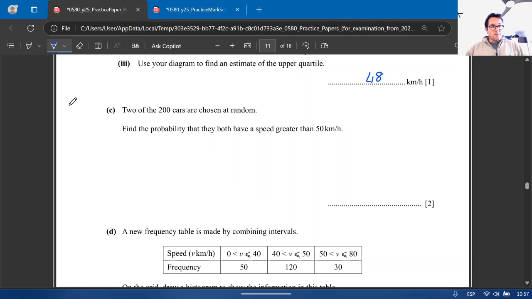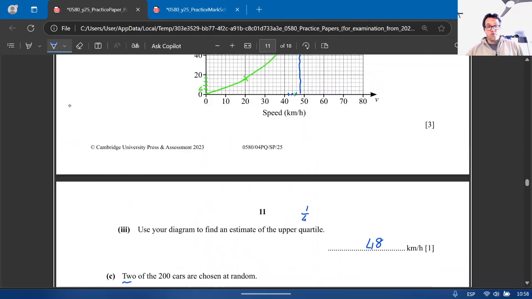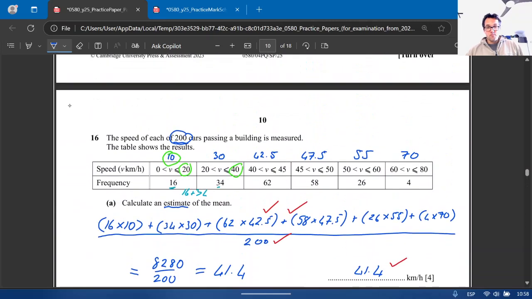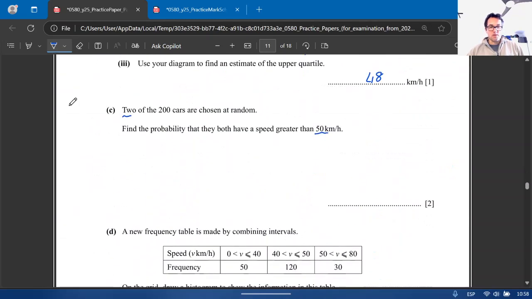Moving on to question C here. And we're now picking cars at random. 2 cars are chosen at random. Find a probability that they both have a speed greater than 50 kilometers per hour. So let's first see what is the probability of having a speed greater than 50 kilometers per hour. That means it will be a car that falls into one of these 2 groups, because these 26 and this 4, speed is greater than 50, so that is 30 cars. And remember the total was 200. So it's 30 out of 200 cars.